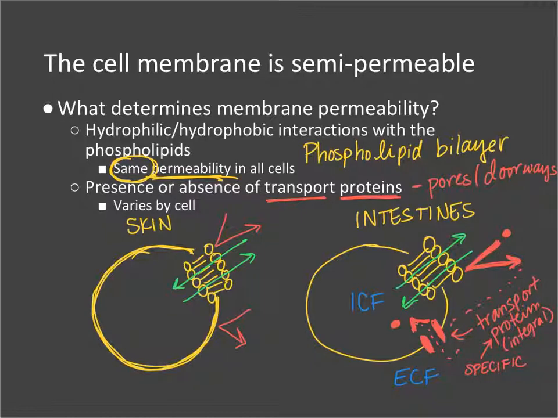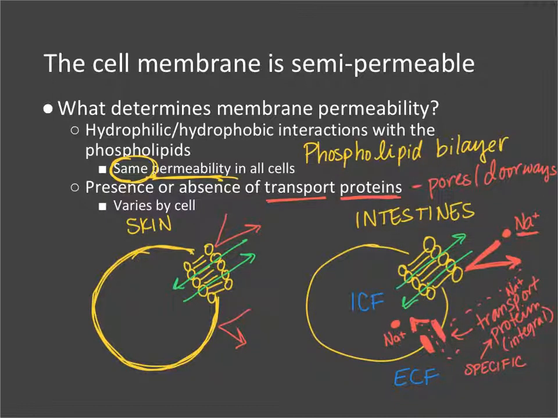And what I mean by that is that there are specific proteins that transfer specific molecules or substances. So for example, let's say that this red little dot here represents sodium. So sodium is an ion. It can't cross the phospholipid bilayer on its own. But this is a specific sodium transport protein that allows sodium to enter this intestinal cell here.